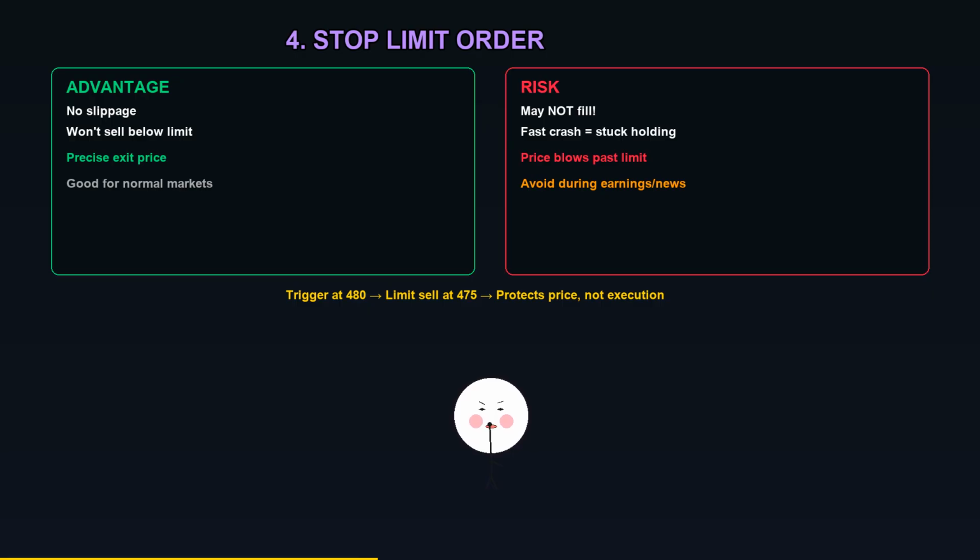Example, stop trigger at 480. Limit price at 475. When price hits 480, a limit sell order is placed at 475. This avoids slippage. You will not sell below 475. But here's the risk. If the stock crashes through 475 without filling your order, you are stuck holding a losing position. The order protects your price, but not your execution. Use it in normal conditions. Avoid it during earnings or volatile news.